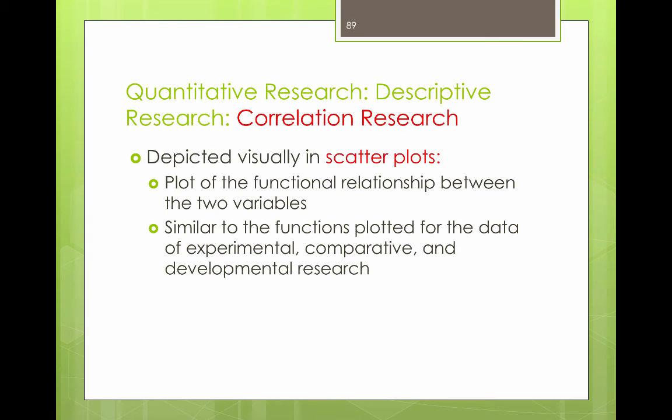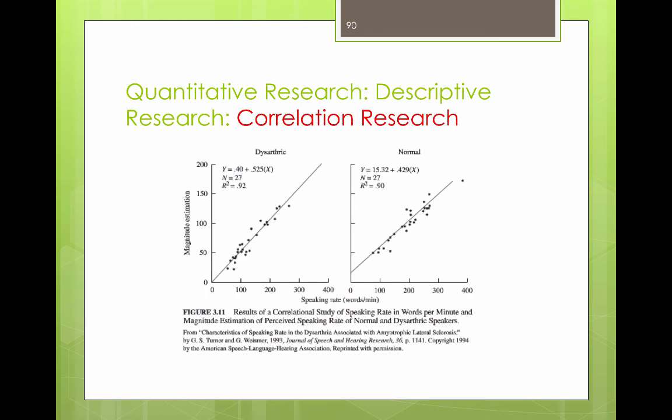Correlational research is usually depicted on scatter plots, which plot the functional relationship between the two variables. So here you can see there's a very strong correlation. You see how the dots are close together, close to the line?